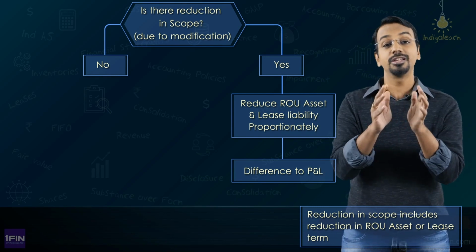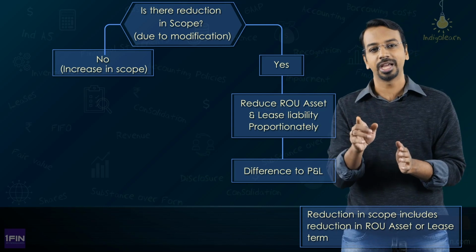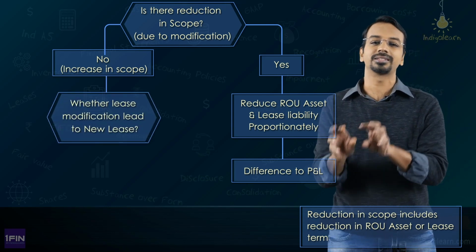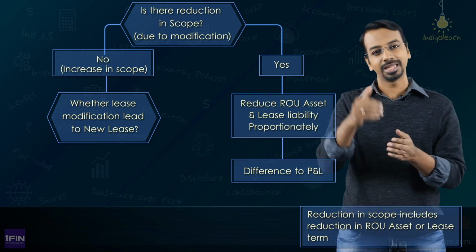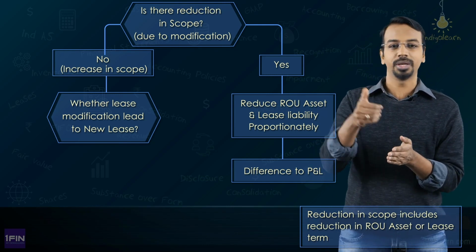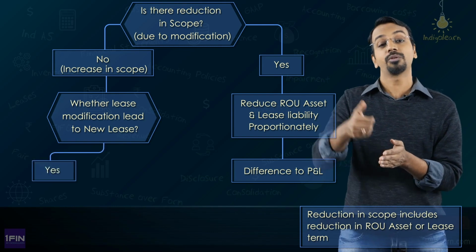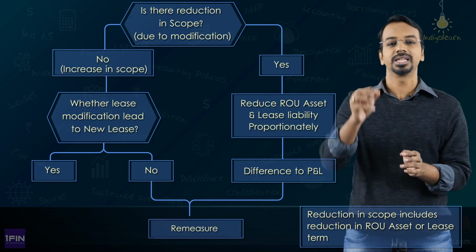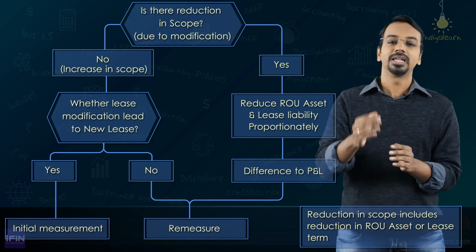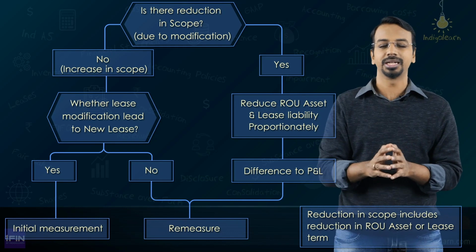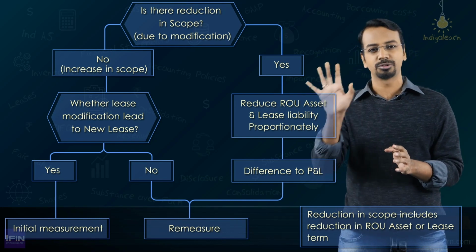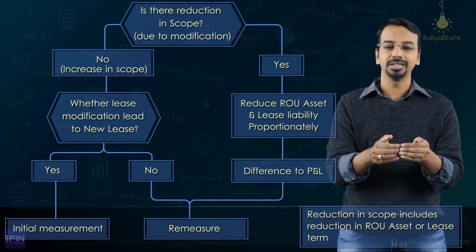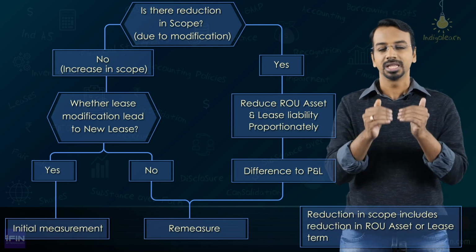Okay. Now, if there is no reduction in scope, then you have to check whether the lease modification qualifies to be accounted for as a separate lease. If there is no reduction, then there could be an increase. Now, that increase also, it may qualify as a separate lease, it may not qualify as a separate lease. So, the next thing that you need to check is, does it qualify as a separate lease? If the lease modification qualifies as a separate lease, you will account for it separately. There is no confusion in that as well. But if it does not qualify as a separate lease, then you will do the remeasurement.